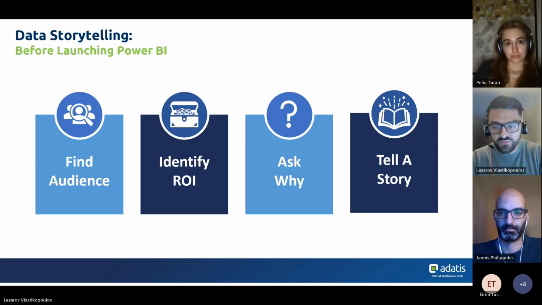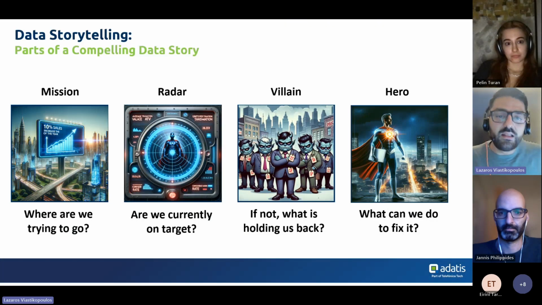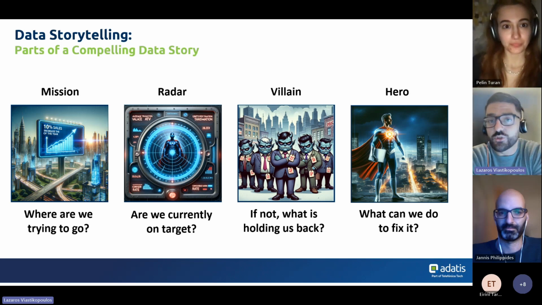Okay. So let's now go ahead and bring this together by exploring the 4 parts to a compelling data story. And like I said earlier, everyone, I like to keep stuff a bit more fun. So let's start it off. We got 4 parts to a compelling data story. We start off with a mission. We start off in a future town, let's call it Alexandria. And the mission was very clear. We must increase our sales by 10% by the end of the financial year.